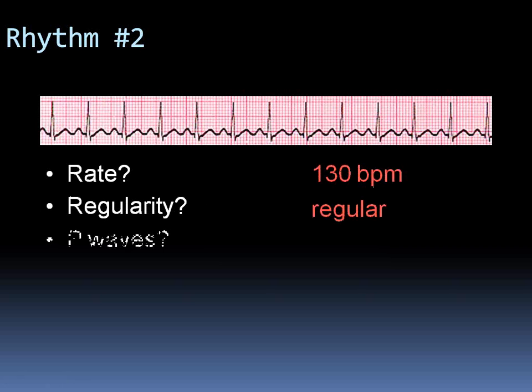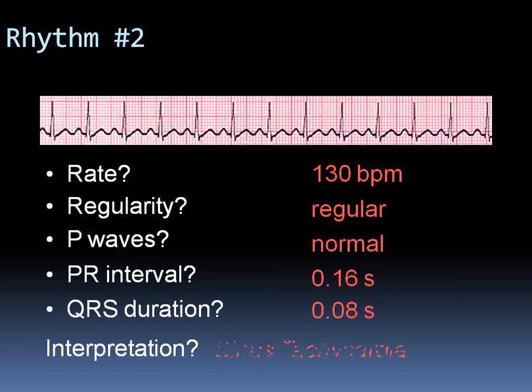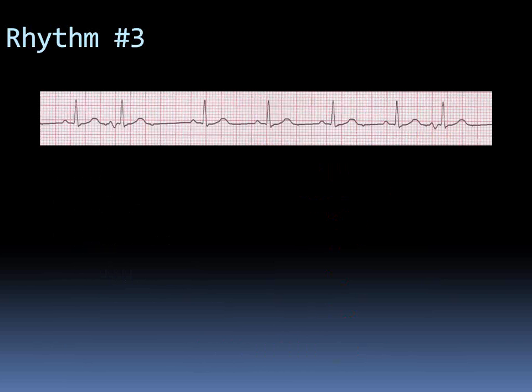Very regular, P wave before every QRS, and PR interval is normal. Okay, so this is an ECG of a patient having sinus tachycardia. All right. What do you guys think is going on over here?